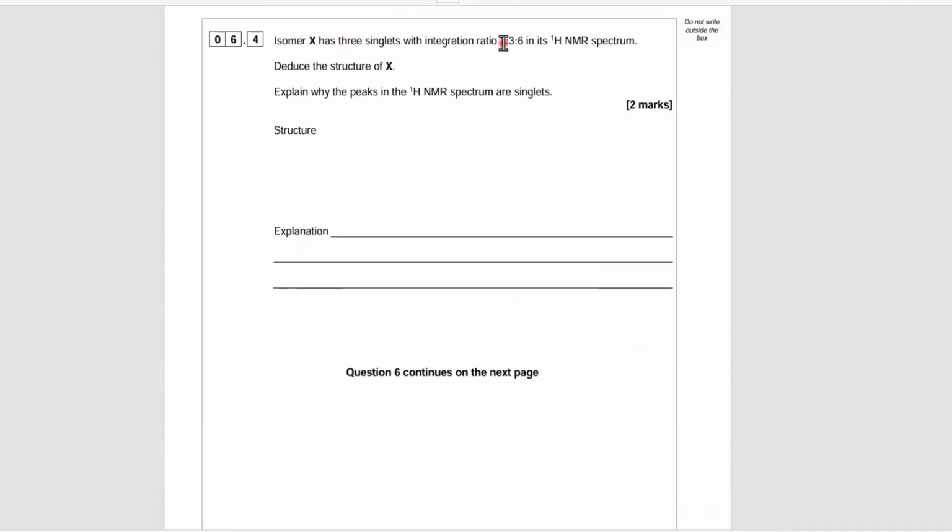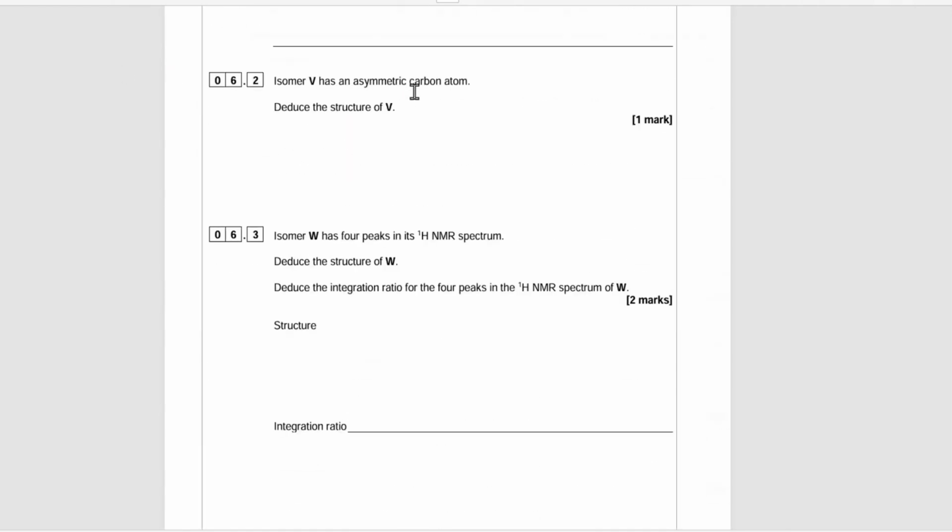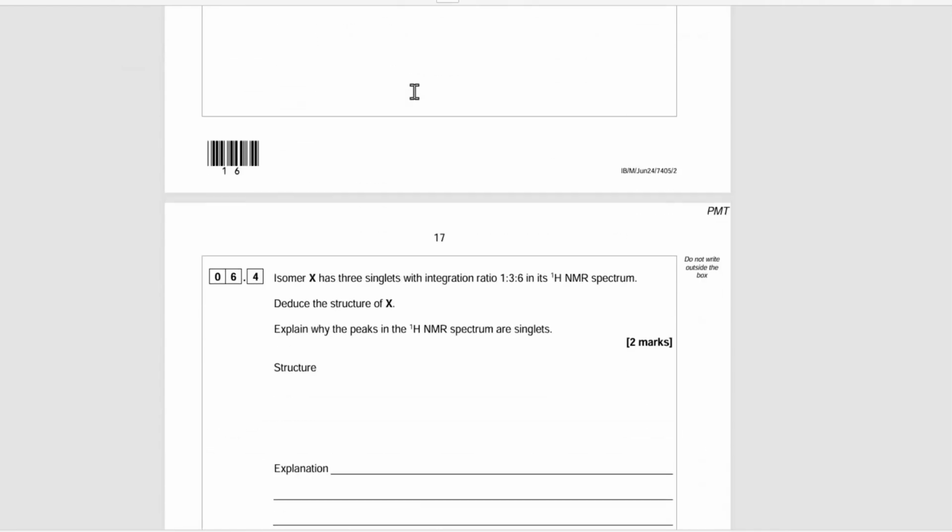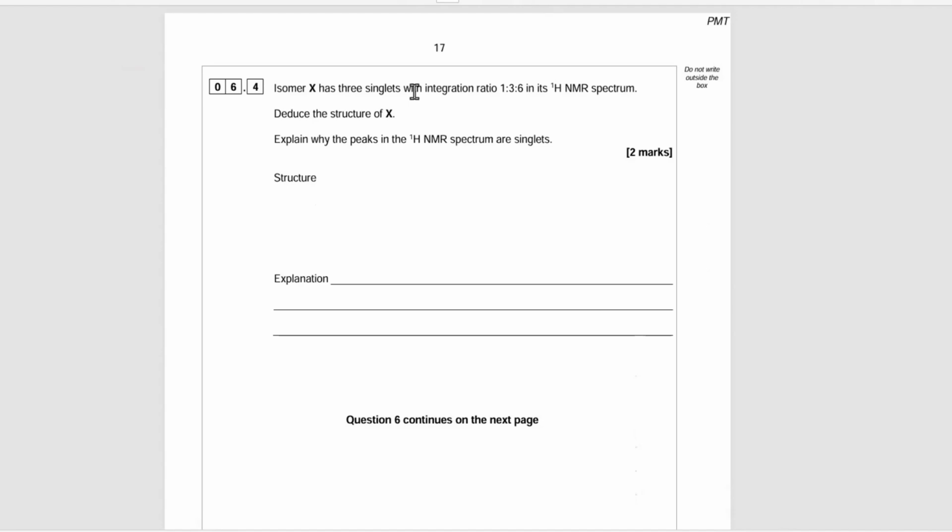Right, 6.4. Isomer X has three singlets with an integration ratio of 1:3:6 in its H1 NMR spectrum. Deduce the structure of X. This no longer has to be a carboxylic acid, and it definitely won't be a carboxylic acid, because it told us W and V were, but it has the same molecular formula, C5H10O2. So we need to get that molecular formula down.